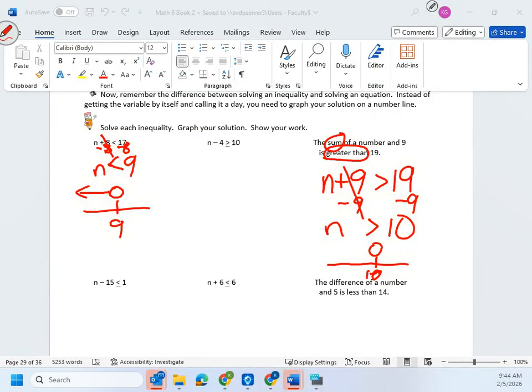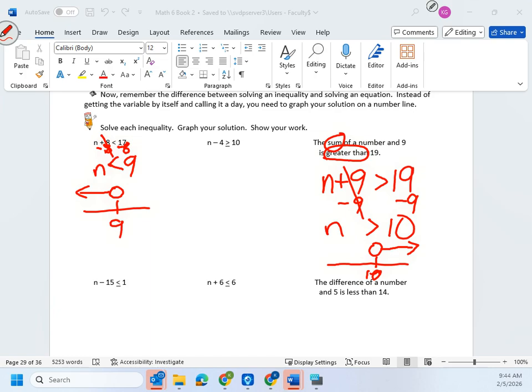What's my last step? Vinny? Make your arrow. Which way am I going to draw my arrow, Vinny? Right. I'm going to go to the right because I want all the numbers that are greater than 10, bigger than 10 on the number line. Any questions on how to do that?